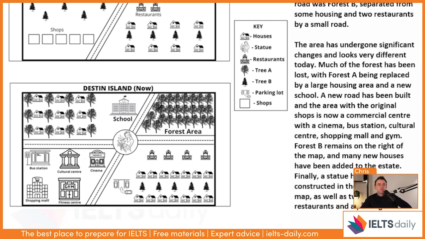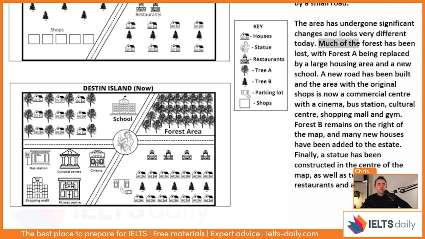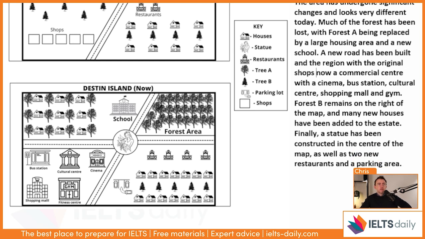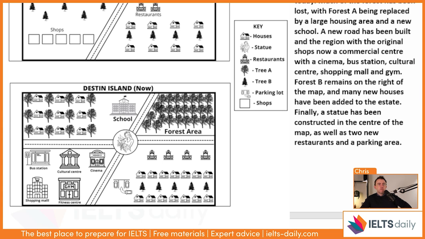We've got 45 seconds. The area has undergone significant changes and looks very different today. Much of the forest has been lost, with Forest A being replaced by a large housing area and a new school. A new road has been built in the region, not area, region, with the original shops, that doesn't make sense grammatically. And now with the original shops now a commercial centre with a cinema, bus station, cultural centre, shopping mall and gym. Forest B remains on the right side of the map, and many new houses have been added to the estate.